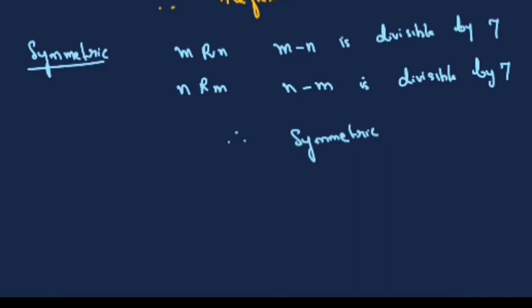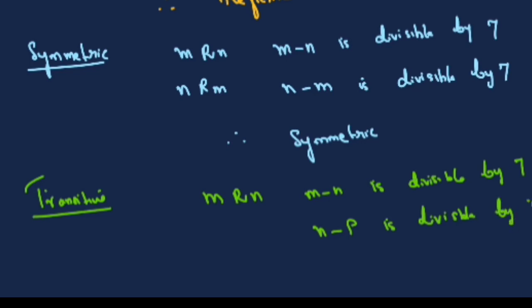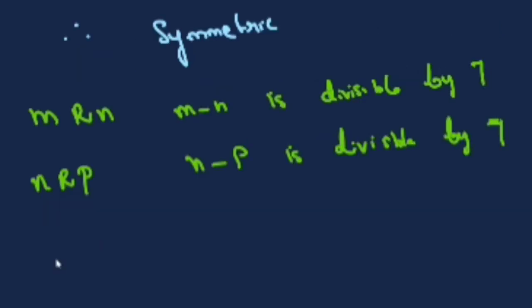Transitive. Is it transitive? If m is related to n, that is m minus n is divisible by 7, and if n minus p is divisible by 7, then we have to check whether m is related to p. That's what we have to check, isn't it?